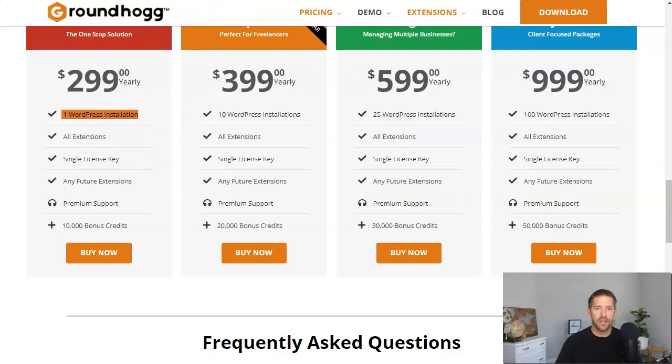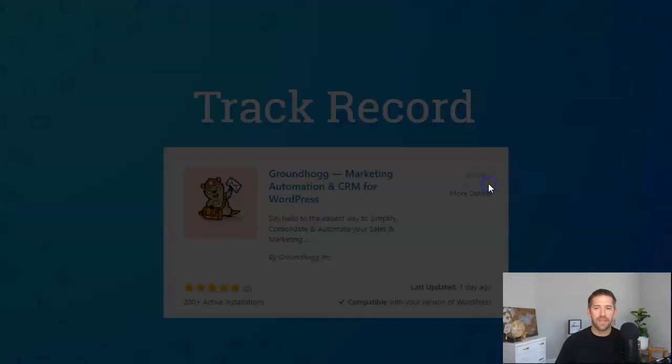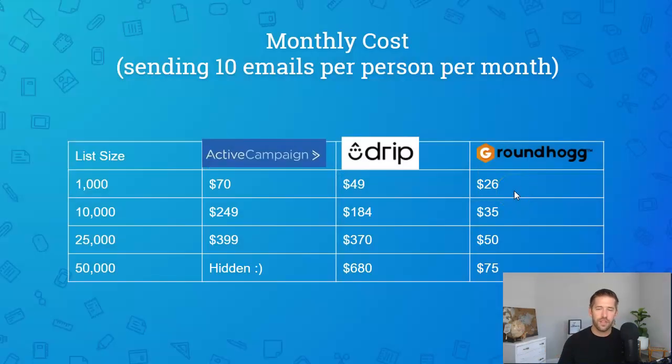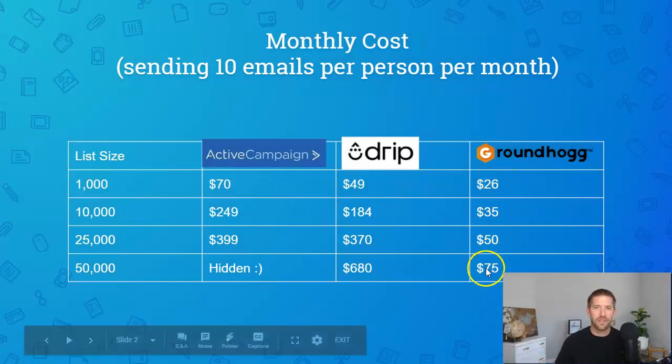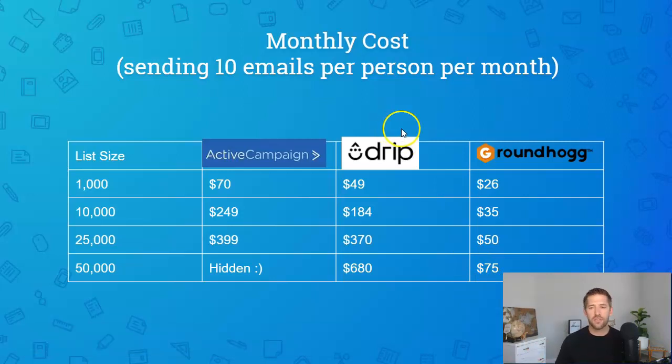I think that was $25 per month right there. Then the email sending on top is really the only thing that scaled it up from $26 up to $75 per month. So that was an assumption. If you send emails every day to every person, your cost would be a little bit higher.